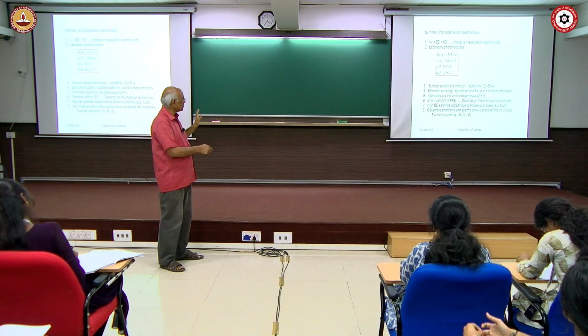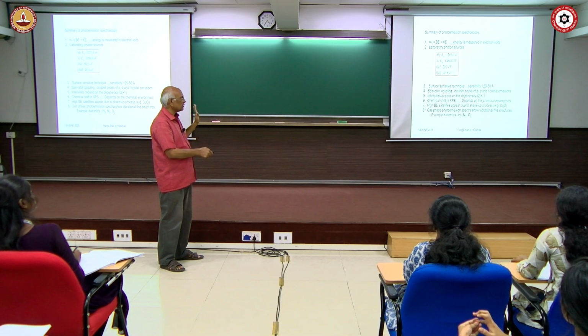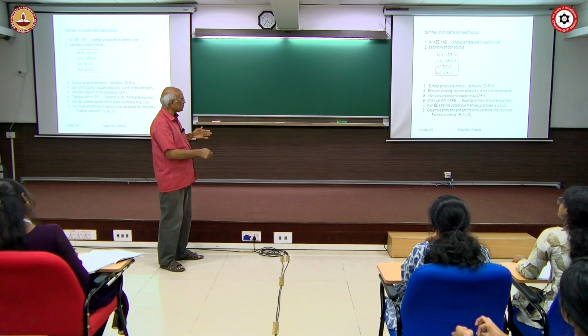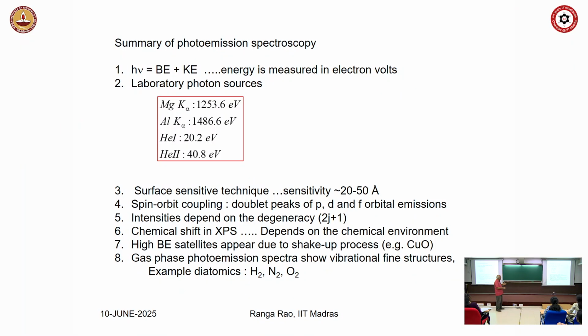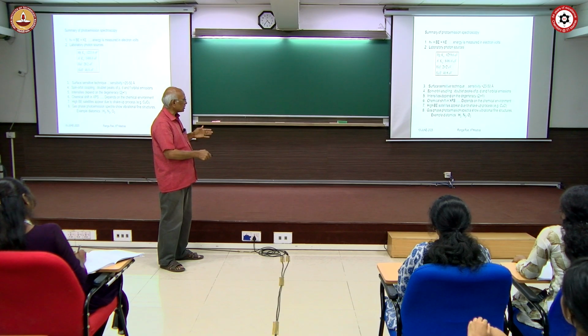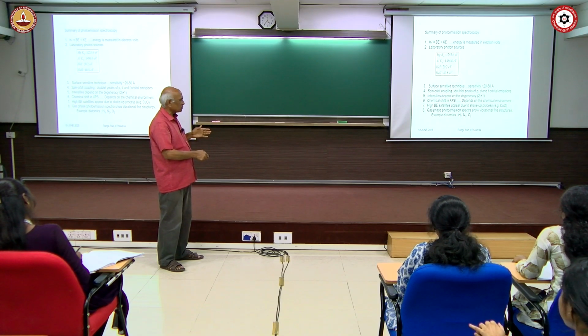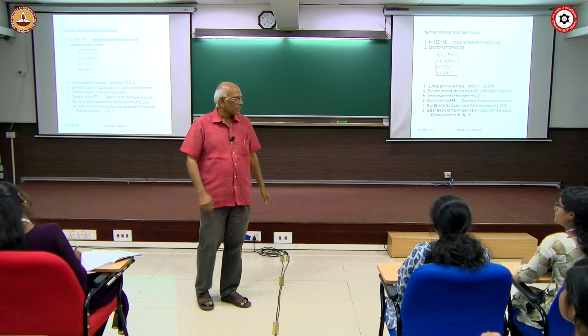So, I went through that quickly, and the summary is hν equals kinetic energy plus binding energy. Laboratory photon sources are these. It is a surface sensitive technique, with sensitivity of 2 to 100 angstroms. Spin orbit coupling gives you doublets in p, d, f orbitals. Intensity depends on the degeneracy 2J plus 1. Chemical shift in XPS depends on the chemical environment. High binding energy satellites appear due to the shake-up process, for example copper oxide. Gas phase photoemission spectra show vibrational fine structures, for example hydrogen, nitrogen, oxygen. So, that is basically what it is.